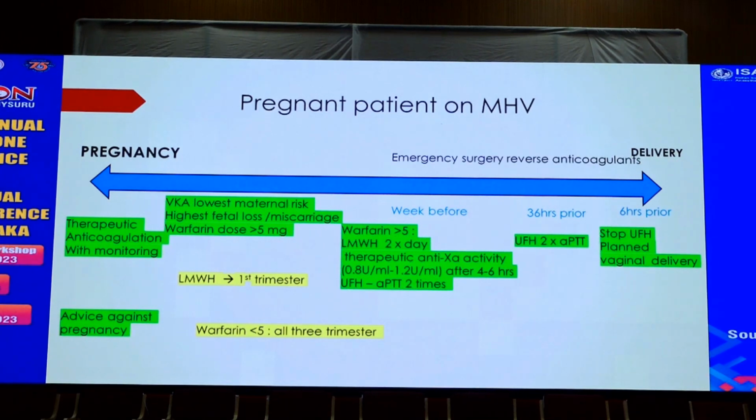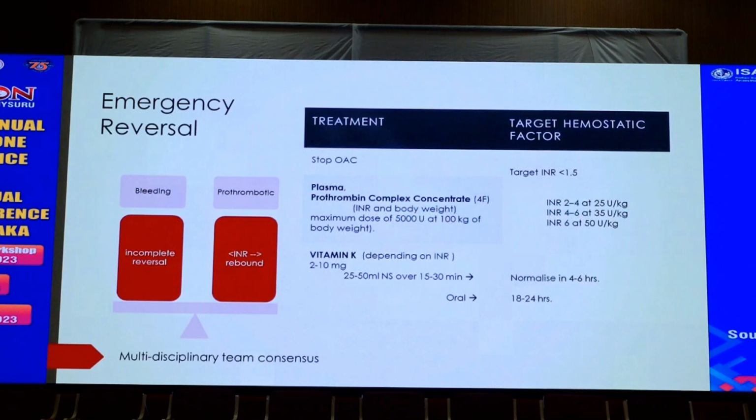And in case of an emergency situation, we have to reverse it, correct? So the treatment in an emergency is, you stop oral anticoagulation and replace the clotting factors. Ideally, we use 4-factor prothrombin complex concentrate, and antagonize the vitamin K antagonist by giving vitamin K. But at the end of the day, we have to balance the risk versus benefit.